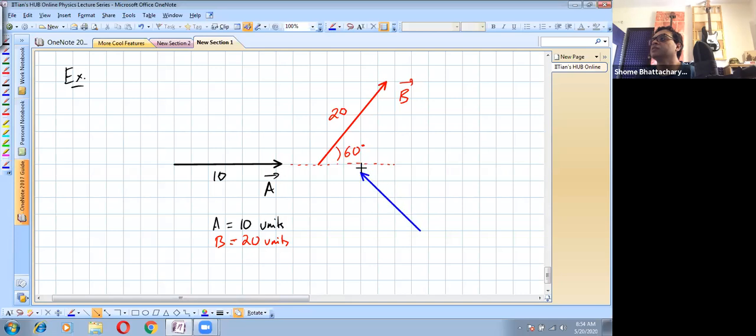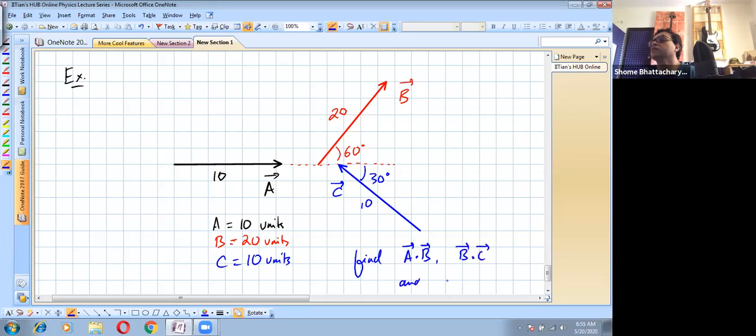Like the vector C like this. That's also magnitude 10, but there this angle is 30 degrees. So we just have to find A dot B, B dot C, and A dot C. So just use the formula over here to find out each of these. The definition of the formula is that it is the product of the magnitudes into the cosine of the angle between them.